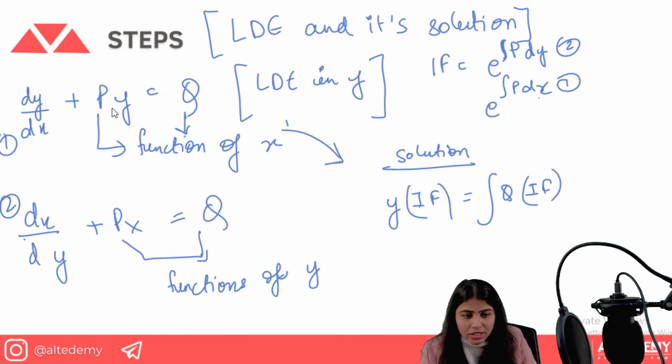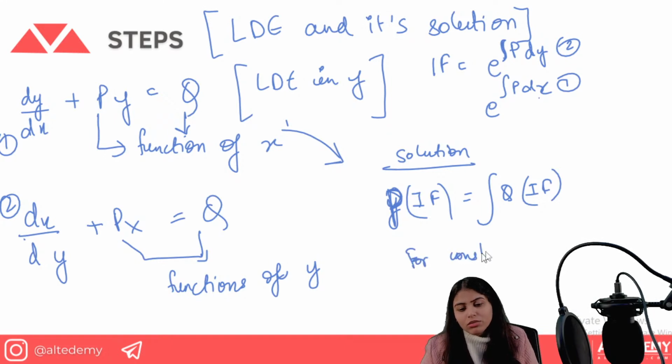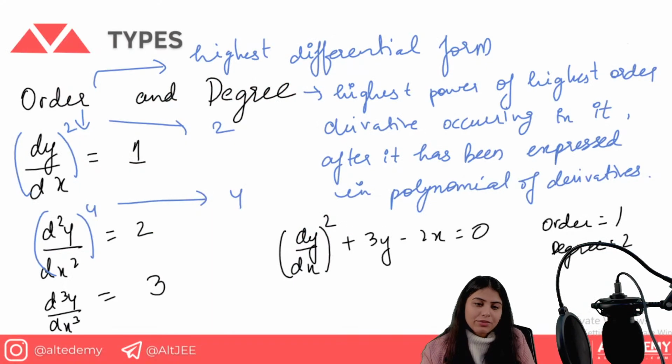Whatever function is written here, you need to write it down here. That is p into integration factor is equal to q into integration factor. Okay, this is the solution. And for the constant value, use the condition given in the question. Okay, so this is the brief recap of whatever we did in differential equations.